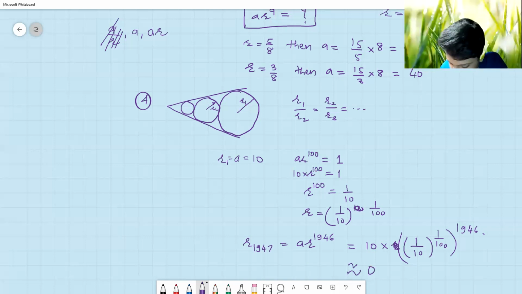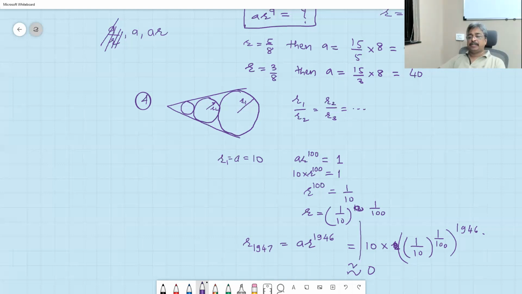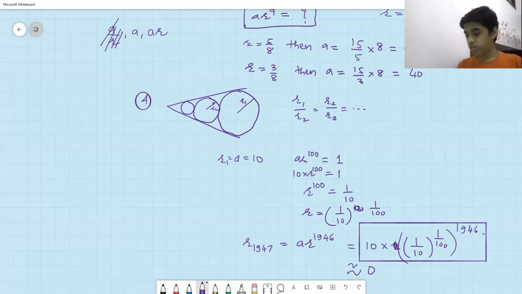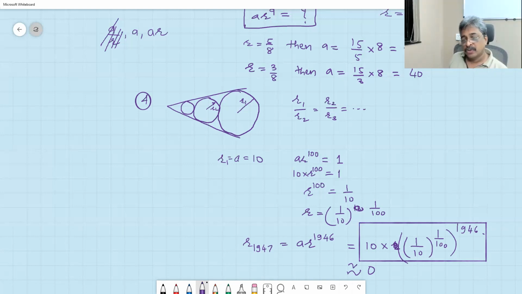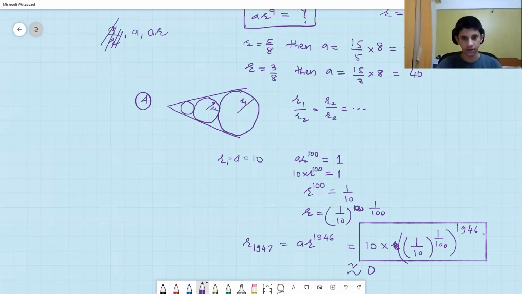Not exactly equal to 0. You can report your answer like this, that is fine, or you can say that it is practically equal to 0. Its value will be 1 upon 10 raised to 1846 by 100. Yes, sir, because that multiplied by 100 times is again 10 only, sir. So I'm getting 10 raised to 20 multiplied by 1 upon 100th root of 10 raised to 47.